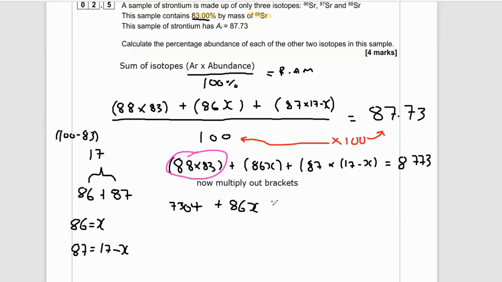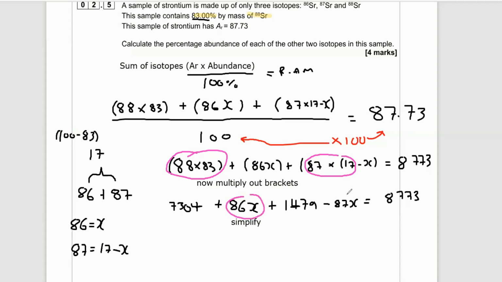Now we've still got that plus 86X plus, now let's multiply out 87 times 17. So we'll do that first. Now this is probably the biggest mistake that people will make in this equation. They will just do 87 times 17 minus X. You need to do them separately. So you do 87 times 17 and you'll get 1,479. And then you need to do 87 times minus X, which gives you minus 87X. And that equals 8,773. So now what we need to do is simplify this.